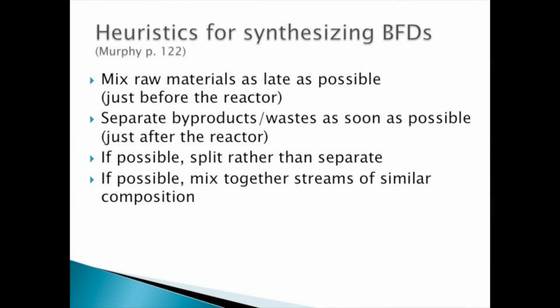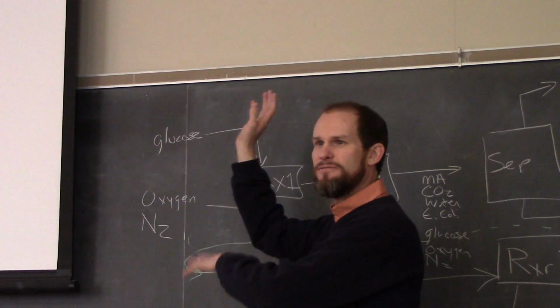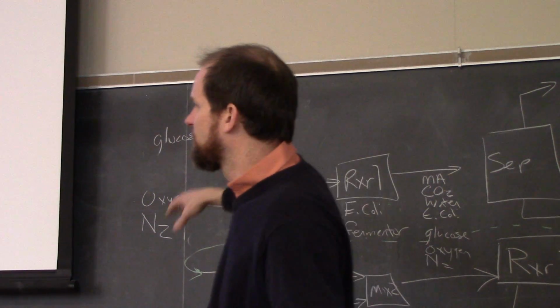Murphy has some heuristics on this, and maybe I'll let you read these. You can do this different ways. These are just some rules of thumb. She thinks you should mix the raw materials as late as possible, maybe even just before the reactor, so you don't get any side reactions. Separate byproducts and waste as soon as possible, meaning just after the reactor. If possible, split rather than separate. It's cheaper. If possible, mix streams together of similar composition. It doesn't actually, mixing air and glucose solution, they're two different phases. One's liquid and one's gas, so this doesn't even make too much sense. You're right, we might just want to put that in the reactor.